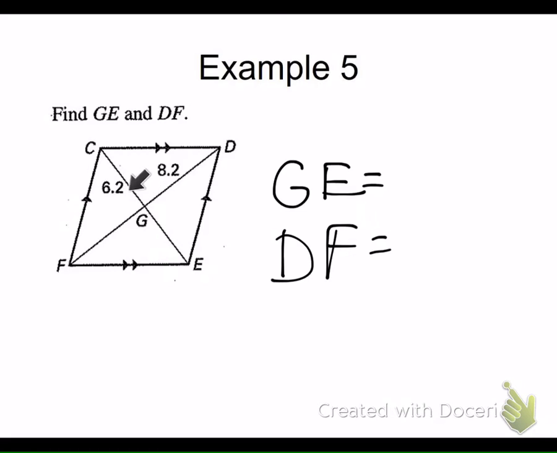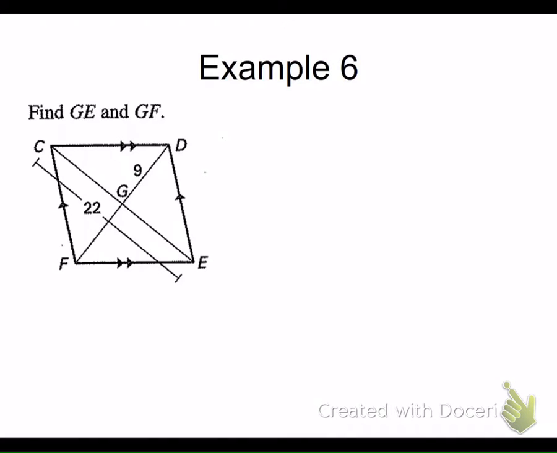So how long will GE be? 6.2. Very good. And that's because these bisect each other. So define DF. DF is actually the whole thing. It would be 16.4, because these would both be 8.2, and 8.2 plus 8.2 is 16.4. Awesome. We are using the same property here. It's all about those diagonals.